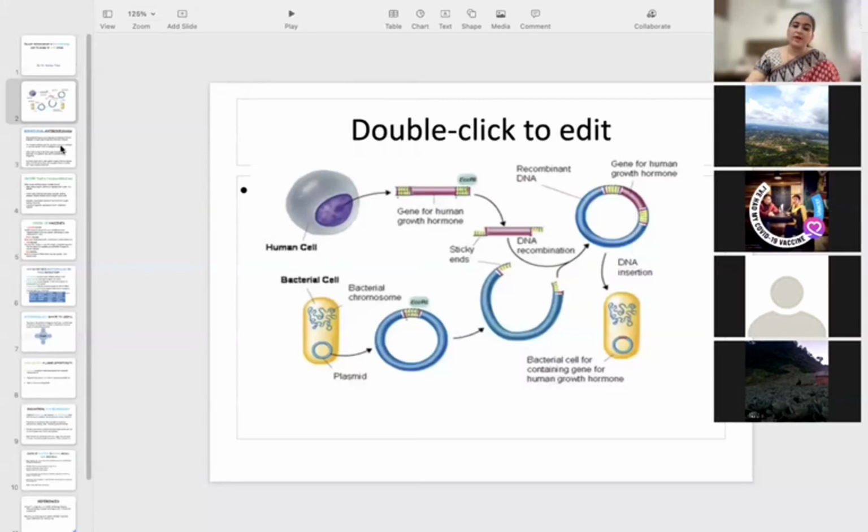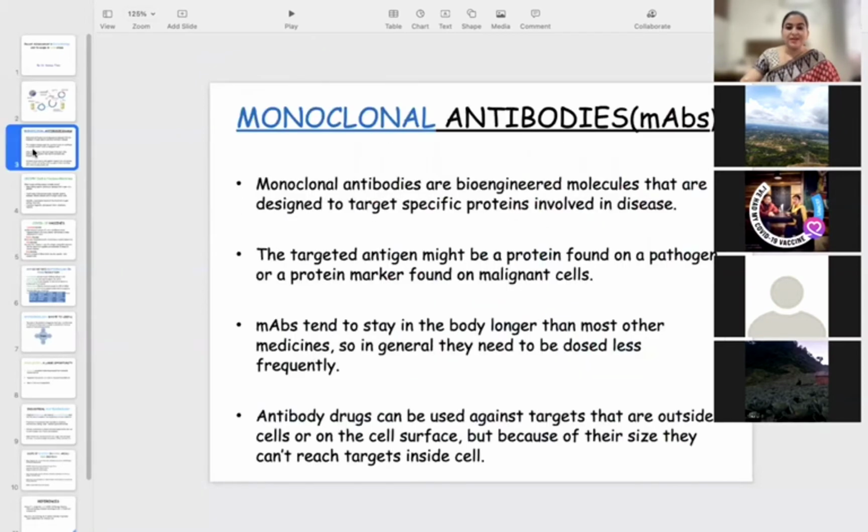Now we have to discuss the applications of biotechnology, how it is helpful, and how it is used in practical use, not just in books. So we'll start with monoclonal antibodies.